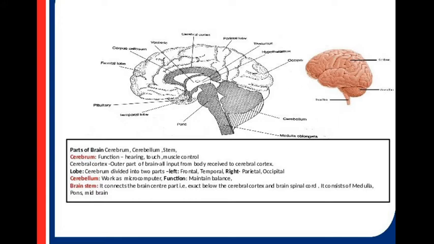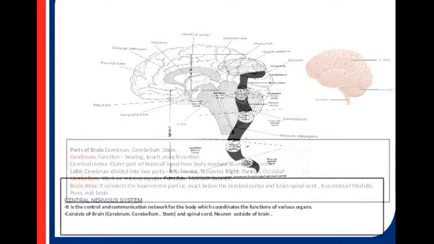The left side consists of frontal and temporal lobes. The right side consists of parietal and occipital lobes. The cerebellum is also called a microcomputer, and its function is to maintain balance. The brainstem consists of the brain center part, which is exactly below the cerebral cortex, and the spinal cord. It consists of the medulla, pons, and midbrain.